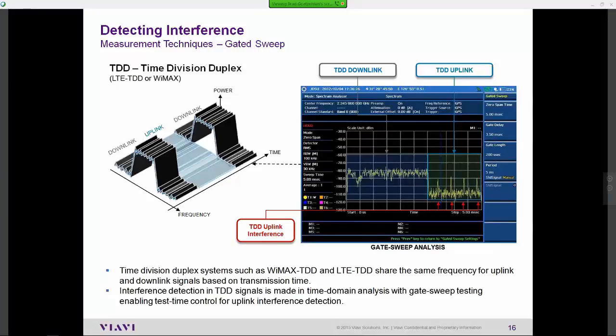But here we're actually showing where you can see where the TDD downlink is. Here's where it's basically transmitting. Here's during the uplink. And we can see that within that same part of the spectrum, there is in fact some TDD uplink interference that can be seen when you're not transmitting. So being able to use the spectrum analyzer with the gated sweep more clearly helps to illustrate that yes, you do have some spectrum issues that would most likely affect your uplink. Not very likely it's going to affect your downlink, but uplink is definitely going to be affected.